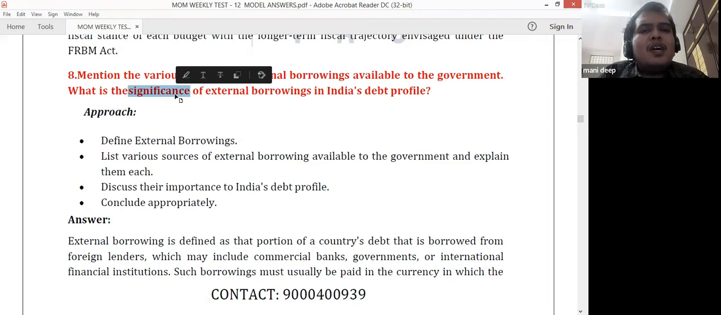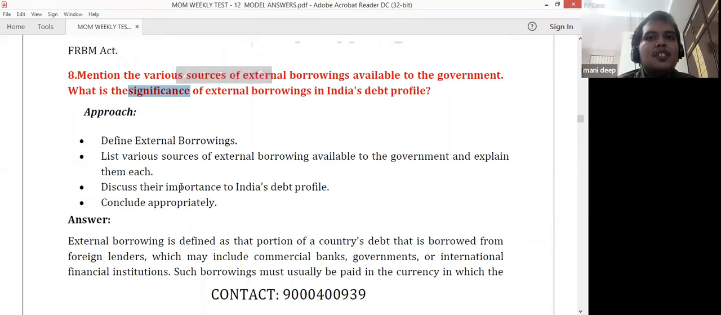But there are some issues. If there is a fluctuation in the exchange rate, it is a very big issue for us. This is one of the issues that you should focus upon. And you can conclude whether you can advocate going for external commercial borrowing, or say we cannot go in for it. You can also quote the Economic Survey's recommendations. So these are the things you should focus upon.